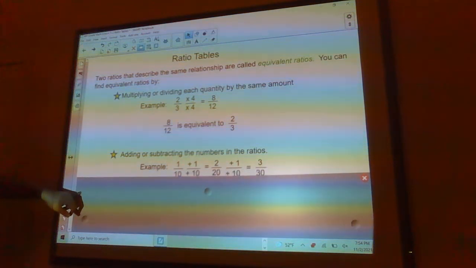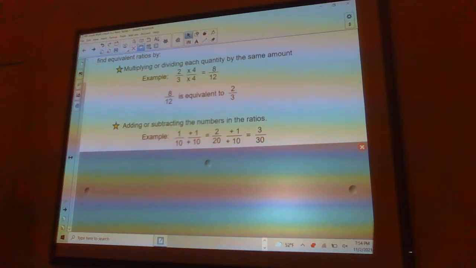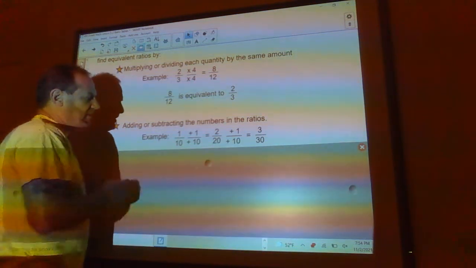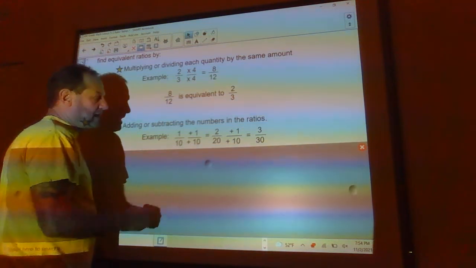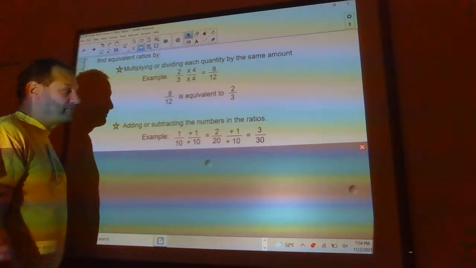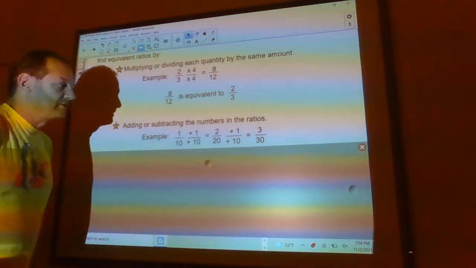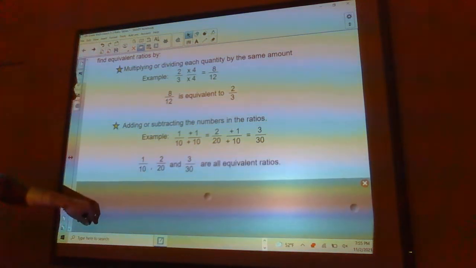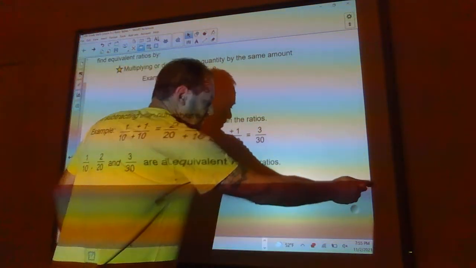You can add or subtract the numbers in the ratios. I don't usually choose to do it this way. That's the easy way to make mistakes, I think. But you can do it. So if I have 1/10 and I want to keep a ratio of 1 to 10, I can add 1 to the top and 10 to the bottom, and I get 2/20ths, and that's the same thing. Or I can do it again. I can add 1 to the top and 10 to the bottom, and I get 3/30ths. And so on and so forth. So 1/10, 2/20, and 3/30ths are all equivalent ratios.